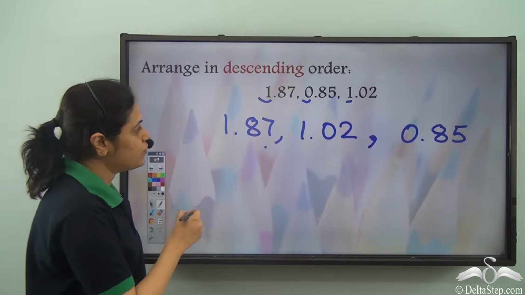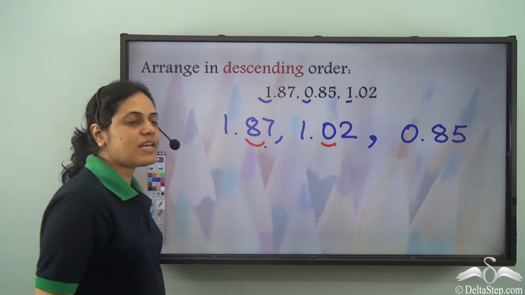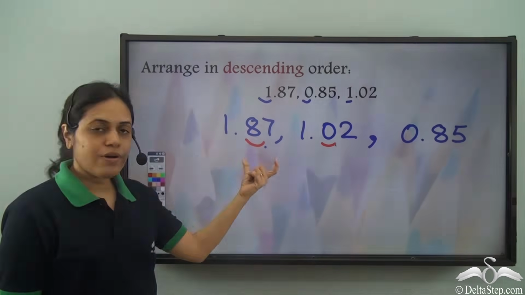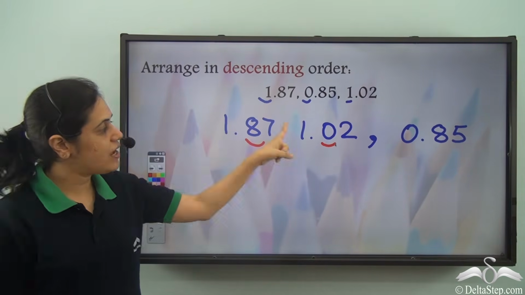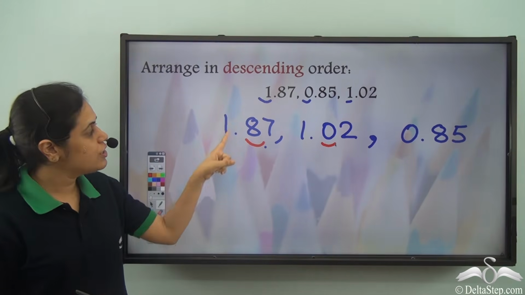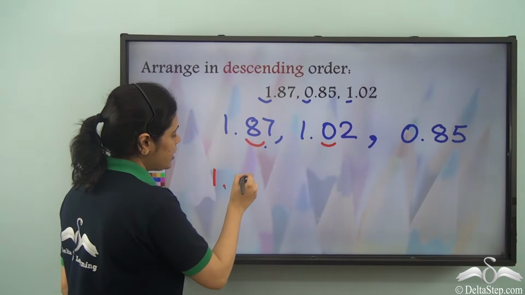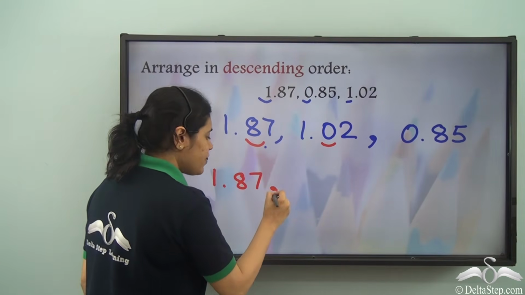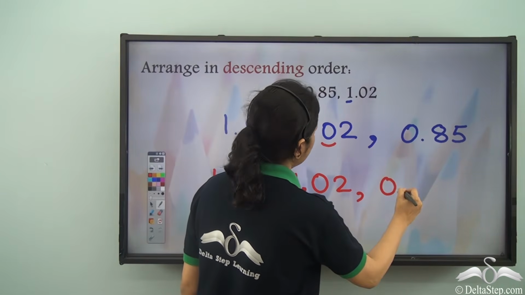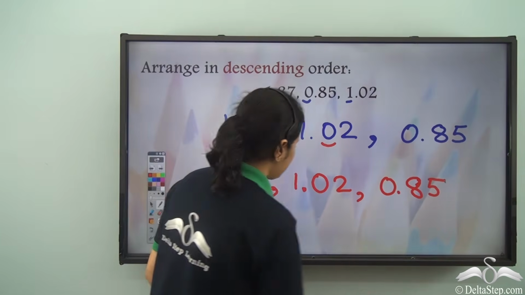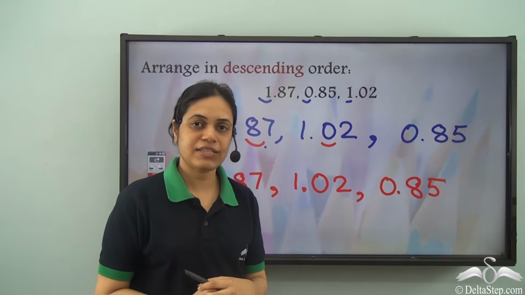Now between these two, in the tenths place I have 8 here and in the tenths place I have 0 here. So the number having a higher tenths place digit will be greater because there is 1 and 1 to the left of the decimal point. So this number is greater than this number. So the numbers arranged in descending order are 1.87, 1.02 and 0.85. So this number is greater than this number and this number is greater than this number.